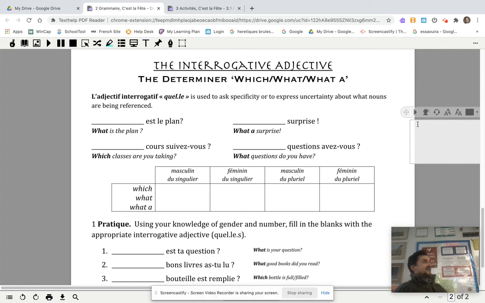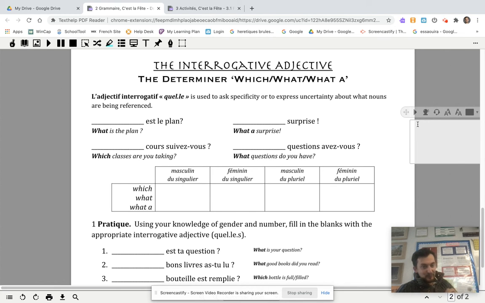So the next part of the grammar lesson is saying which or what. You learned in junior high that the word quel means what, and it's not 100% false, but que, as in qu'est-ce que, and quoi, those definitely mean what. Now, quel does mean what. Like we would say, what show are you watching? However, in English we have another word that is a synonym in that particular situation. We could say, which show are you watching?